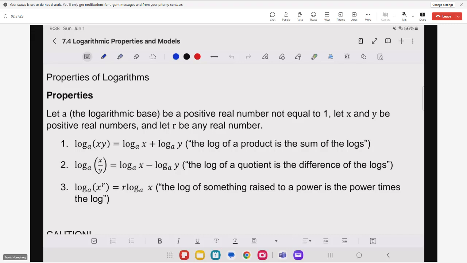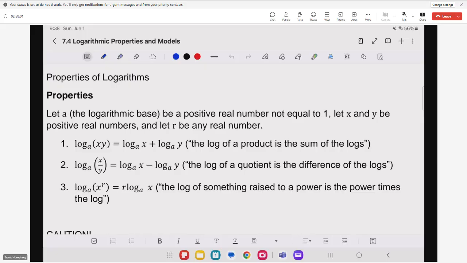Properties of logarithms. Let a be a positive real number not equal to 1. Let x and y be positive real numbers, and let r be any real number. Property 1. Log base a of x times y equals log base a of x plus log base a of y. This is read, the log of a product is the sum of the logs.